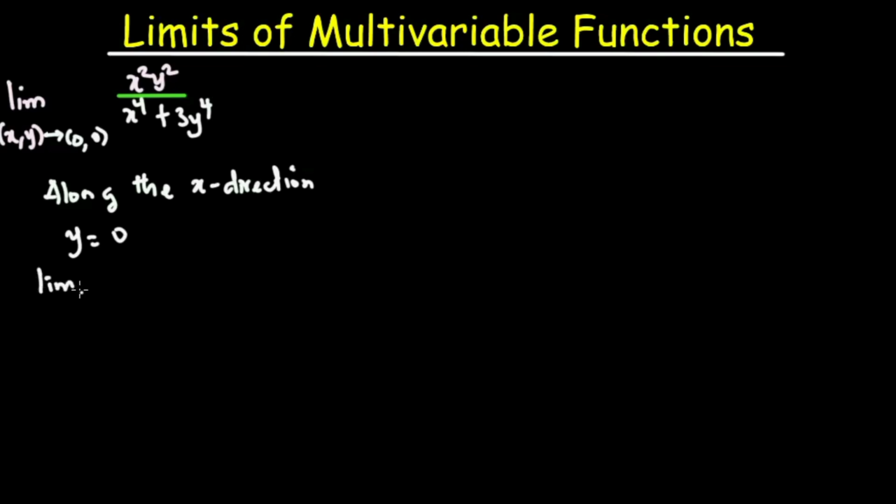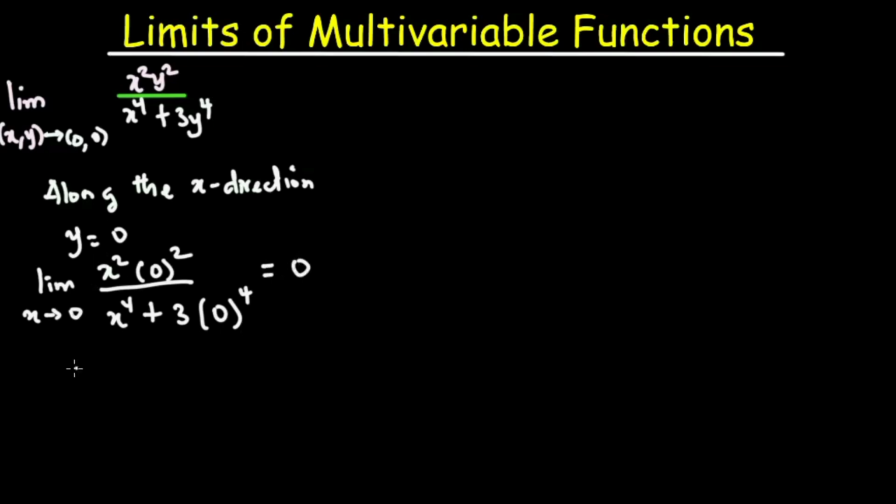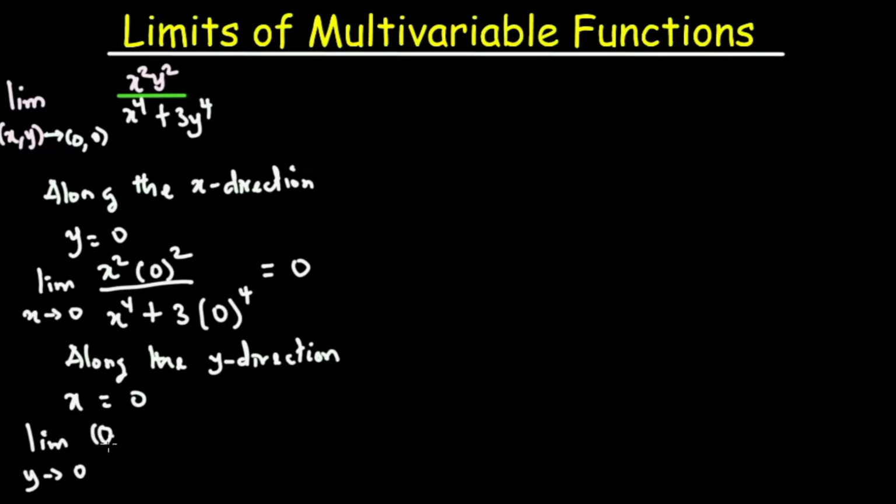So we'll now take the limit, making y 0. As x tends to 0, y is equal to 0, and we're going to have x squared multiplied by 0 squared over x to the power 4 plus 3 open bracket 0 to the power 4. And so we're going to have this to be equal to 0. Alright? Now approaching the origin along the y direction, we're going to take x to be equal to 0. So we're going to say the limit as y tends to 0, taking x to be equal to 0, we have 0 squared multiplied by y squared over 0 to the power 4 plus 3y to the power 4. We're also going to get 0 in this case.